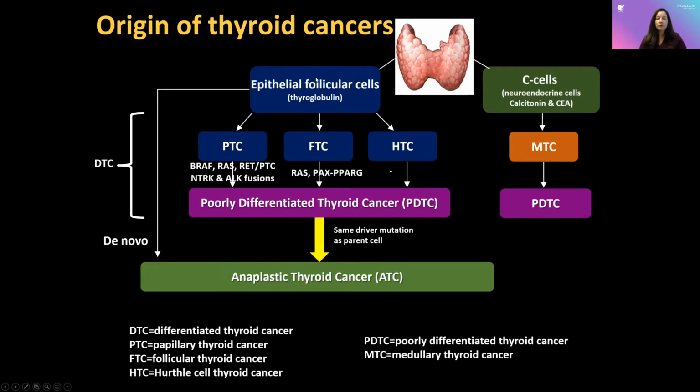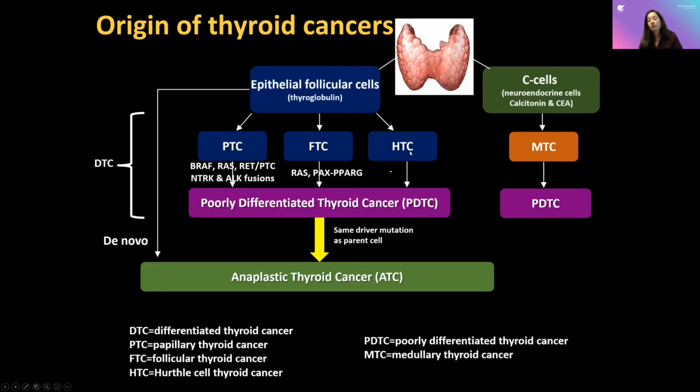They're normal cells. When they acquire a mutation or some type of change that causes them to become cancerous, where they continue to replicate and you get tumors, depending on the mutation that the tumor has, they can become oftentimes a papillary thyroid cancer.